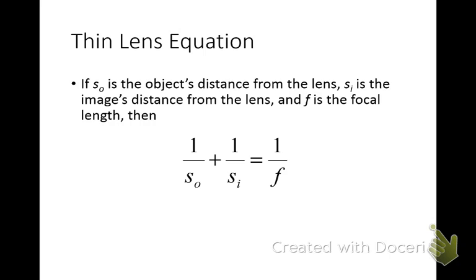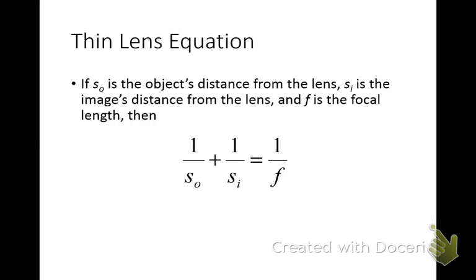You need to know about lenses, too. The thin lens equation is simply 1 over the object's distance, and notice this is the distance from the lens. All of this is relative to the lens. So 1 over the object's distance, plus 1 over the image distance, again, how far the image is from the lens, equals 1 over the focal length. As lenses are crafted, they've got different focal lengths, and generally that'll be given to you.